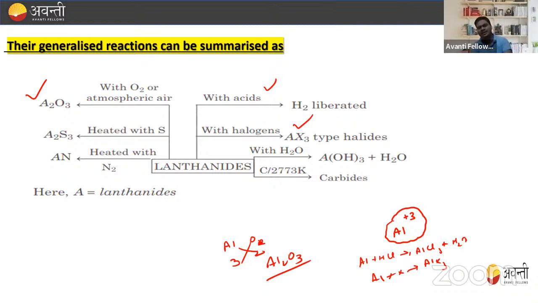So just remember the reaction of the lanthanide is very much similar to the aluminium. So whenever some reaction is coming, just remember the reaction that occurs in aluminium. If you know this, then you can easily write the reaction of the lanthanide with different acids or halogen or sulfur or oxygen or anything, right? So I hope this is clear to you.